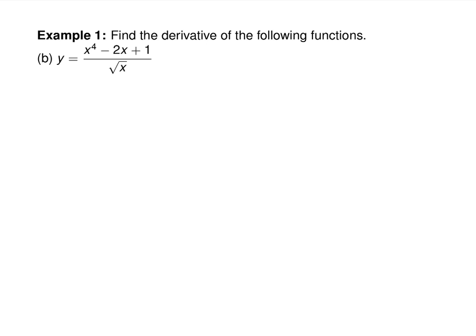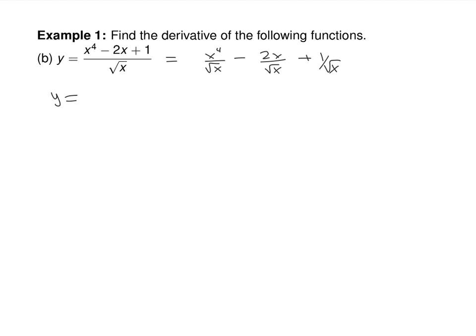Okay, this guy. Now you can use the quotient rule. I think that would be a bad idea. It's better to write this as x to the 4th over root x minus 2x over root x plus 1 over root x. And then use your exponent rules to simplify, and then you can just use the power rule.